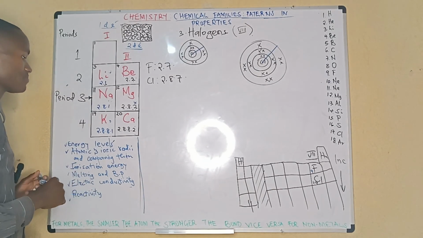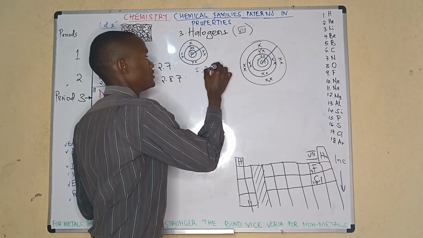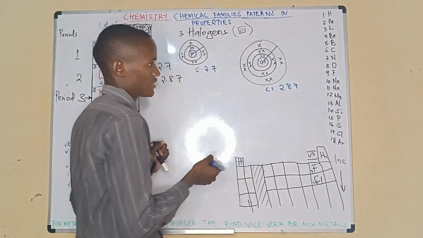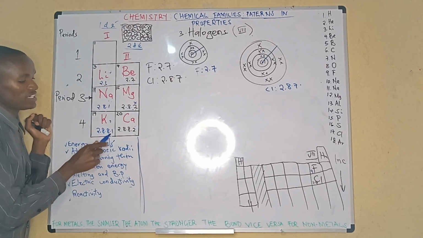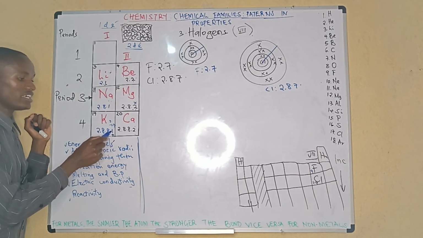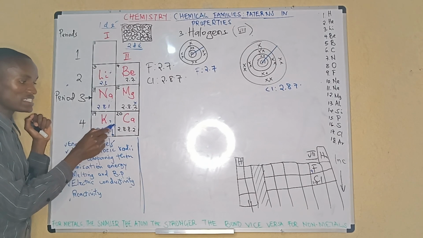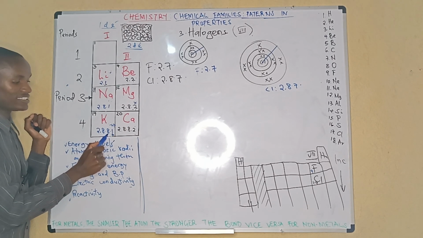That is done. Let us compare the ionic radius. We said that fluorine is 2, 7 and chlorine is 2, 8, 7. Potassium was 2, 8, 8, 1. And we said that potassium easily loses an electron, because for it to be stable, it either has to gain 7 so that it can have 8 electrons in the last energy level, or lose 1. It loses this one so that it can attain the octet state of 8 electrons in the last energy level.